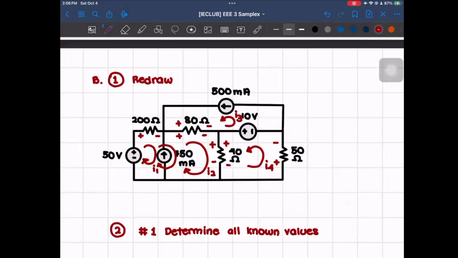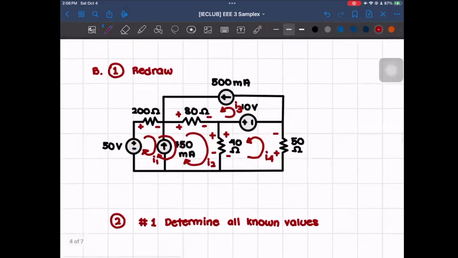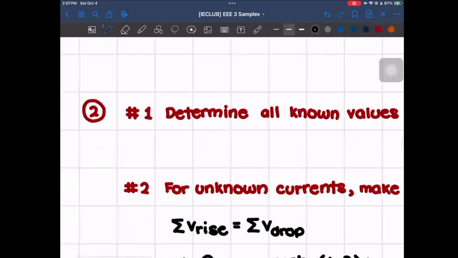Next, we have to set up the mesh equations. So similar to what we did for nodal analysis, we first determine all known values. And usually, the ones that we do know the values of are the currents in which there's a current source, and that current source is not in between any other mesh current. And so, among all of the current sources here, the only one that would fit that description is the 500 mA at the upper part of, or at the I3 mesh current. So we do know now that I3 would be equal to 500 times 10 raised to negative 3 ampere.